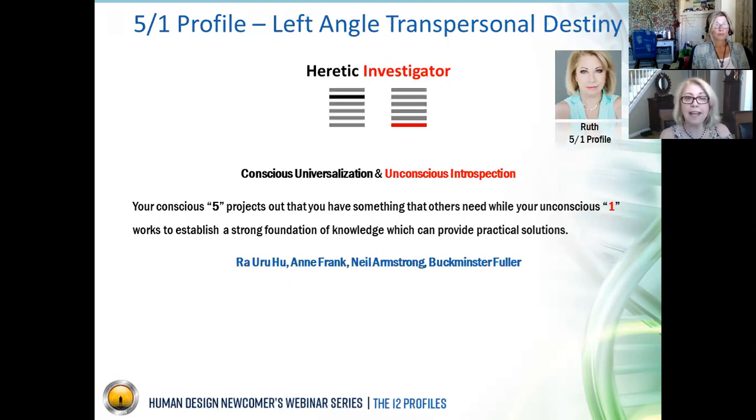So the 5-1, the heretic investigator. Conscious universalization and unconscious introspection. The conscious 5 projects out that you have something that others need. So people are projecting on you that you have something for them. You can solve a problem somehow. While the unconscious 1 works to establish a strong foundation of knowledge, which you can then provide practical solutions to.